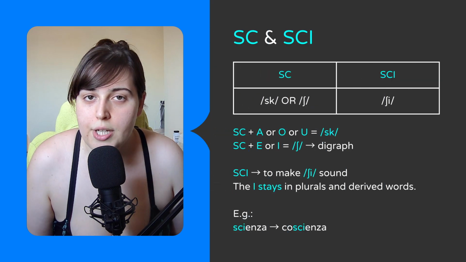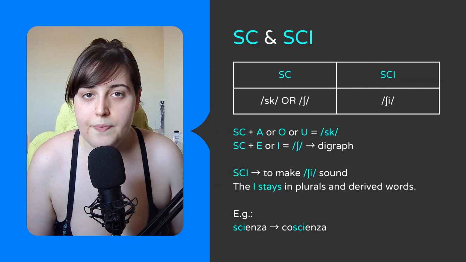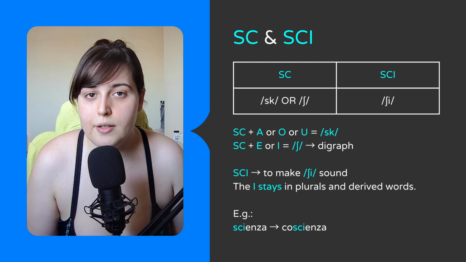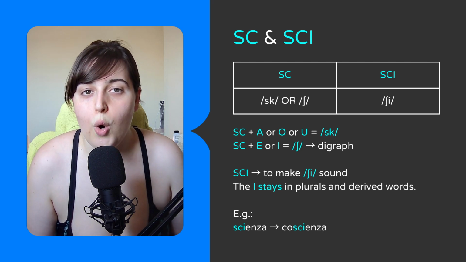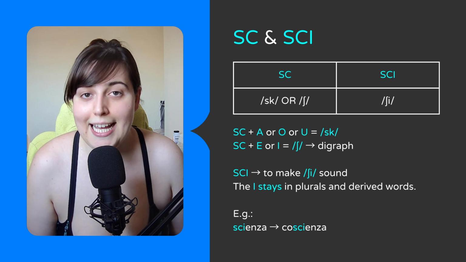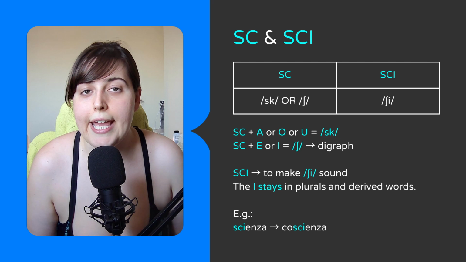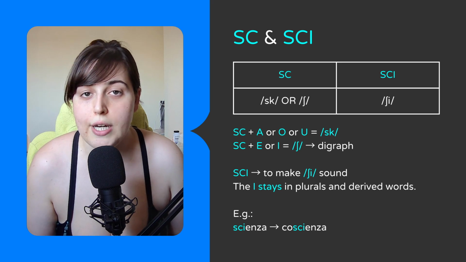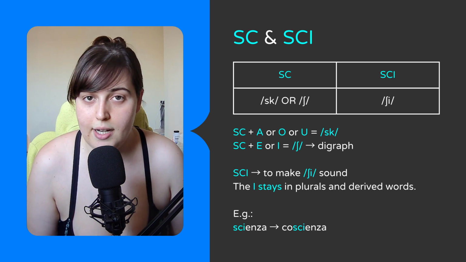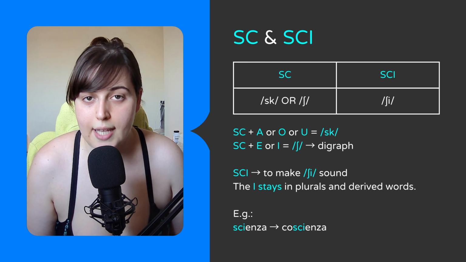The same logic can be applied to SC. SC is pronounced as SK when followed by A, O, U or a consonant. For example, scalare, to climb, and SH when followed by E or I. For example, scelta, choice. Once again, it's a digraph only in the second case.